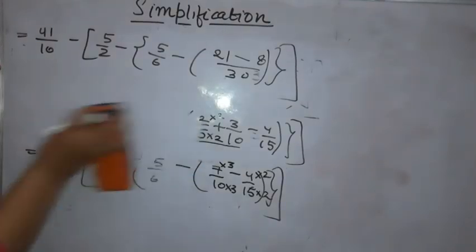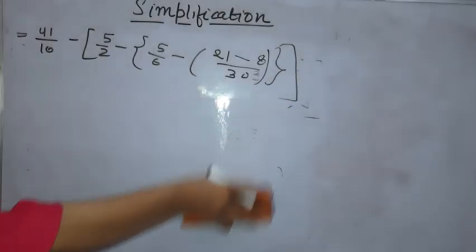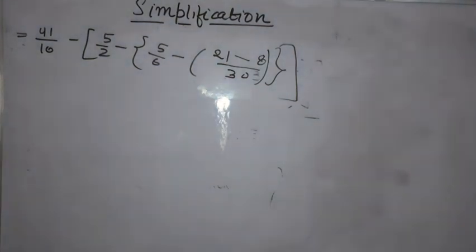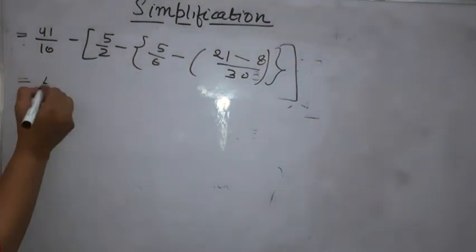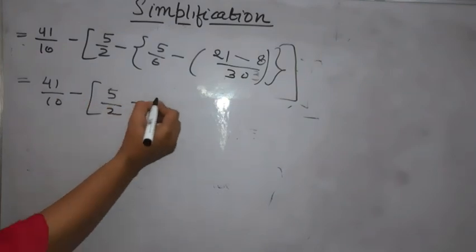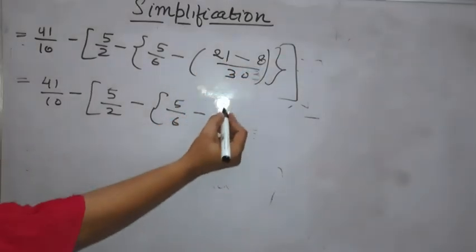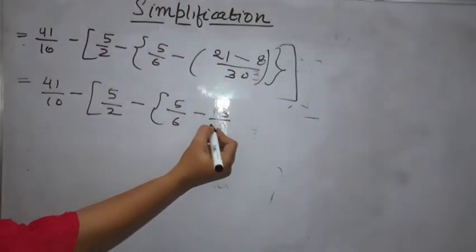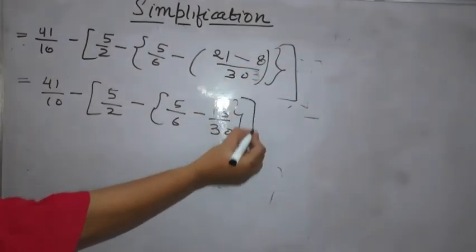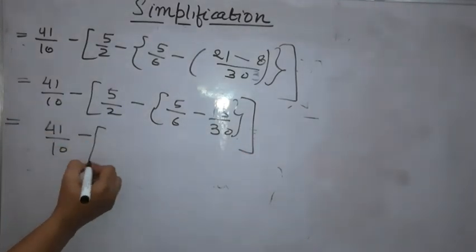So let me write the next step for you. Now we have solved the small bracket part. अब यहाँ पे आपका क्या रहेगा? Only curly bracket is left. 5 by 2 minus curly bracket 5 upon 6 minus 21 minus 8 was 13 upon 30. Now what will be the next step? Which bracket will be removed, students?